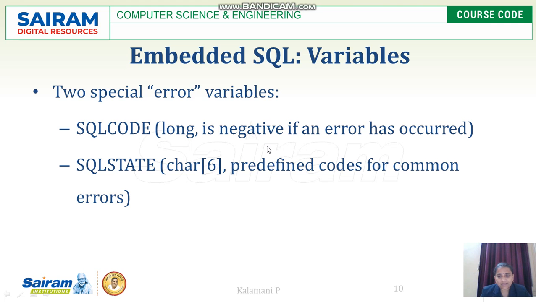Another thing is that in a database, with a single command such as SELECT * FROM table, we can retrieve multiple records, but in a database application programming language we don't have that facility. So in order to perform that operation we use cursors. Using cursors we can retrieve multiple records at a time. In the next class we are going to discuss cursors.